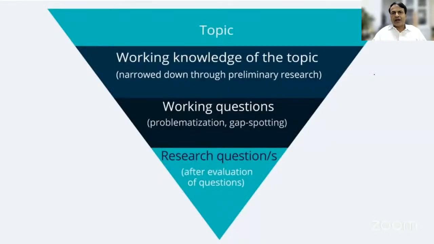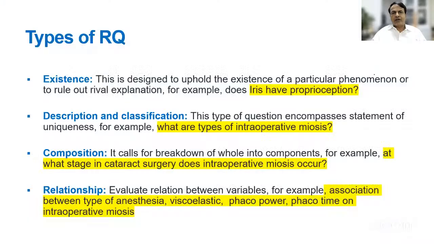It's like working backwards. You start with an area of interest and gain working knowledge on the topic by doing relevant research on the literature, formulate working questions, problematization, gap spotting, etc. Then arrive at a relevant research question. Now, what are the types of research questions that you have? These are divided into 8 types.